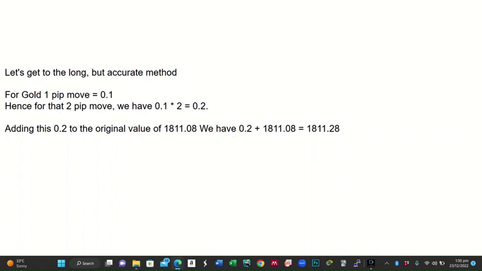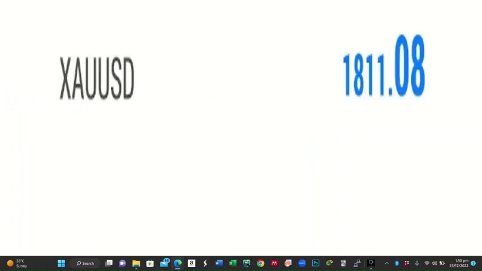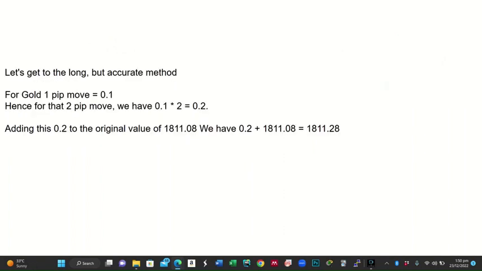So if you add this 0.2 to the original value, which is 1811.08, let me show you so you remember. So XAUUSD here, 1811.08. So if you add it, it becomes 1811.08 plus 0.2. It gives us 1811.28. That is all for gold pip movement.